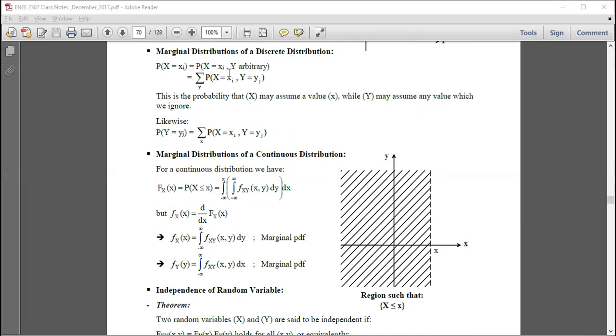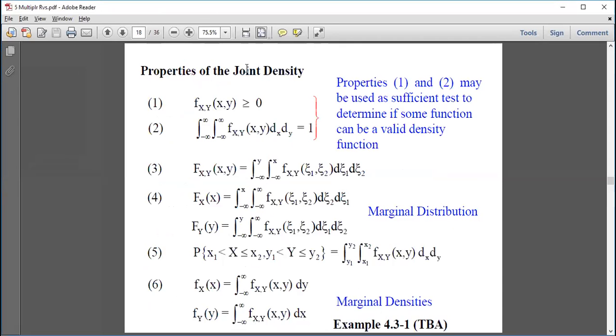Now, if we look at the properties in general, the properties of the joint densities, we said the joint PDF should be positive, and the volume under the joint curve from minus infinity to infinity should equal 1, sum to 1. Properties 1 and 2 may be used as a sufficient test to determine if some function can be a valid density function. So you use 1 and 2 to test whether the joint PDF is a valid PDF.